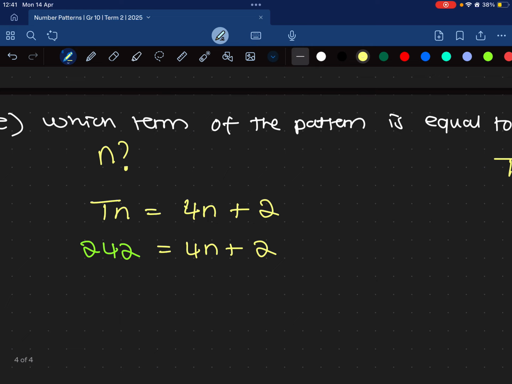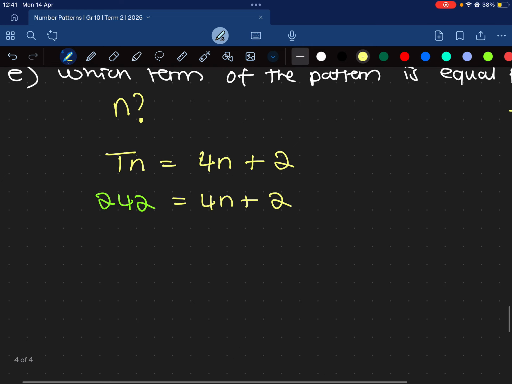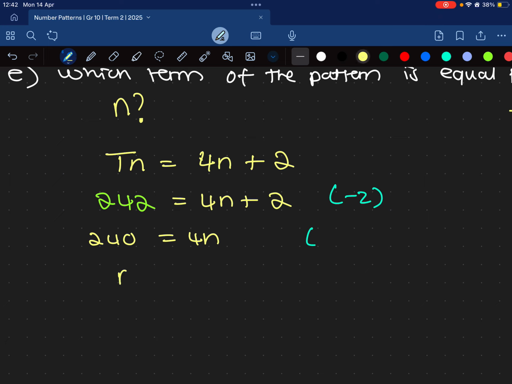Now all you do is you just solve for n like we always have, just like solving for x. So the first thing I'm going to do is I'm going to minus 2 on both sides. So you'll have 240 is equal to 4n. And then to get n on its own, you're going to divide by 4. So you'll do it in your calculator and you'll get 60. So that means that T of 60 must equal 242.